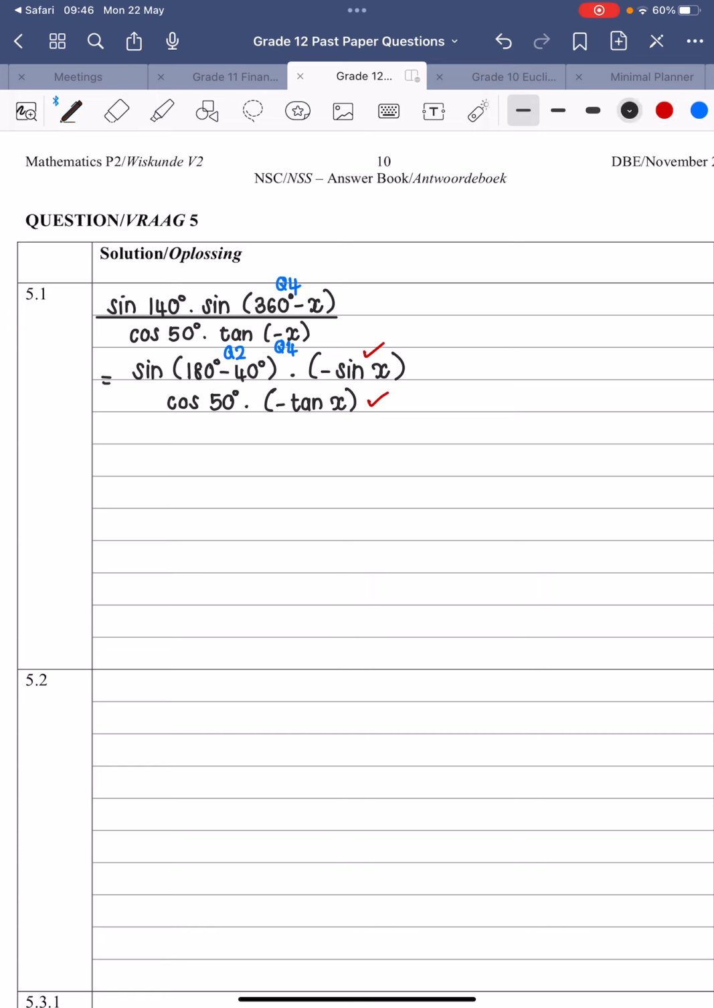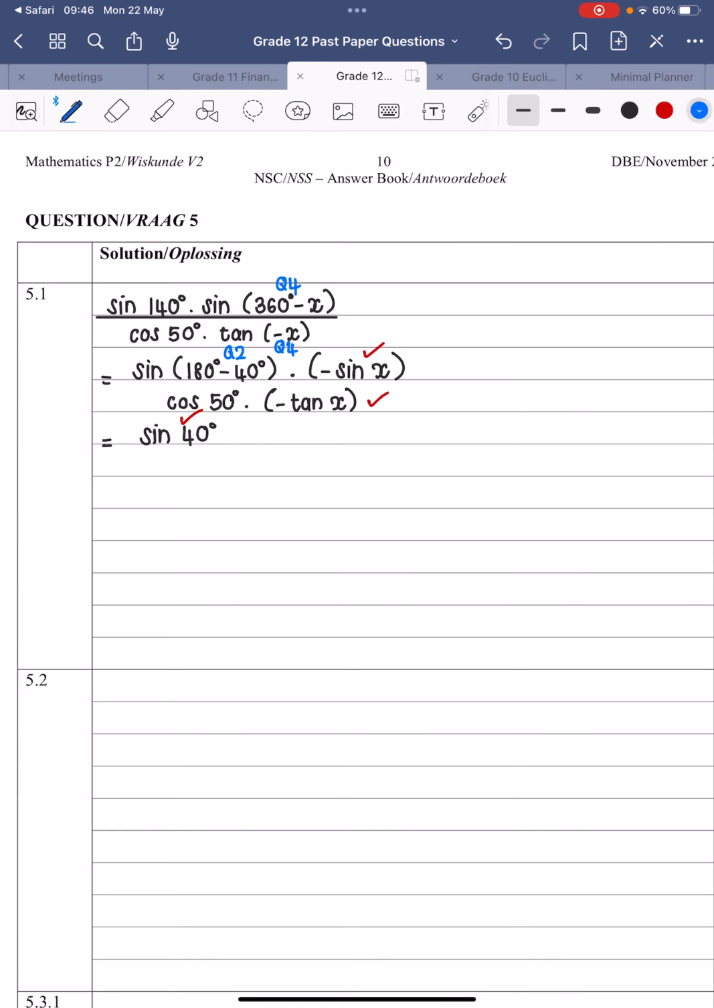Okay, we can do the next reduction also very easily because what is sine in the second quadrant? Positive. So this is just going to become sine 40. There you get your 3rd mark.